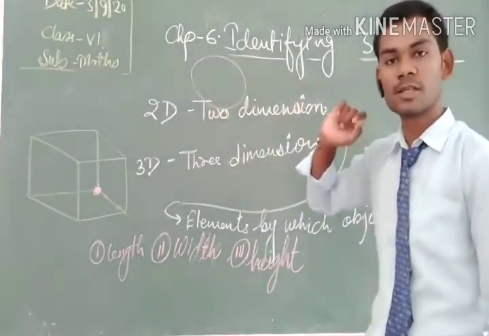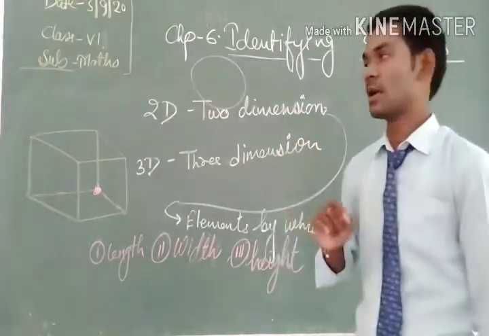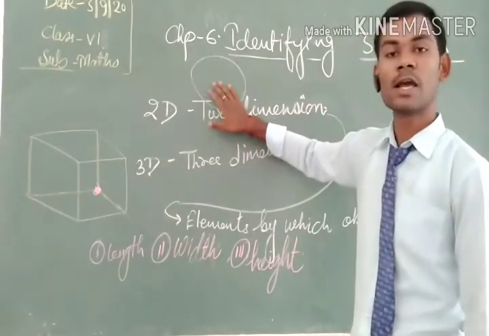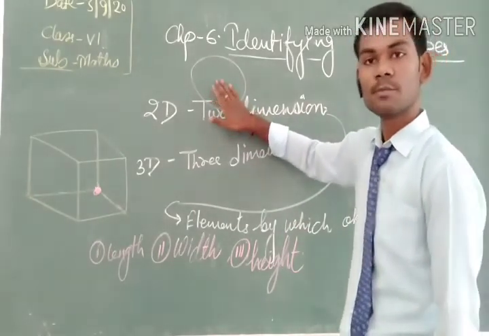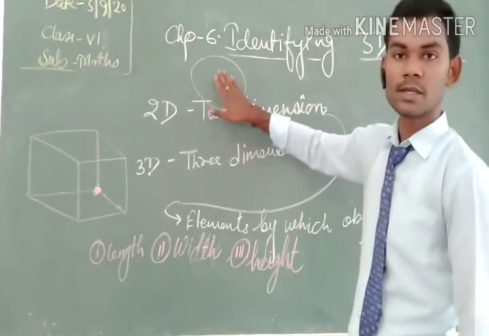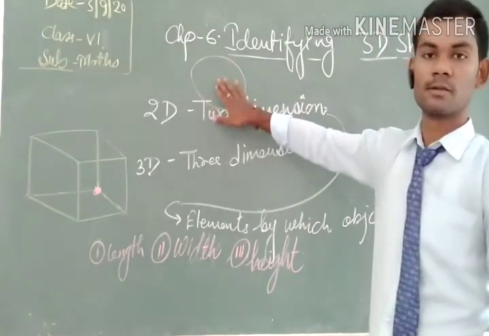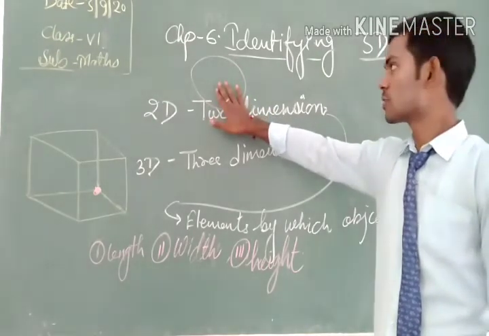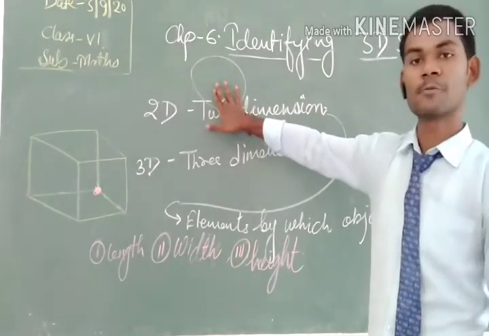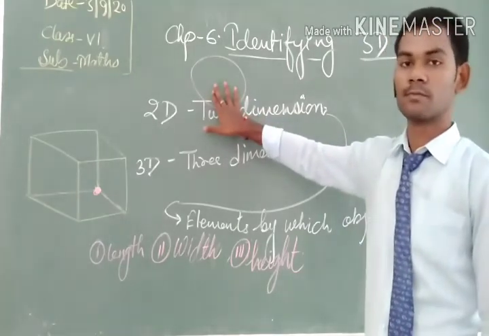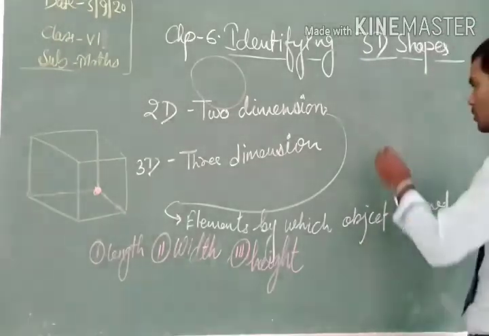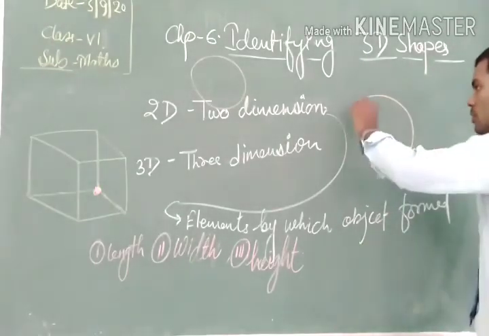Here we can see that this is the circle, and in this figure we can see that even though it has no length and width, it is only a plane. The figure is formed like a plane, therefore it is a 2D plane. But if we draw a ball, let me draw a ball.